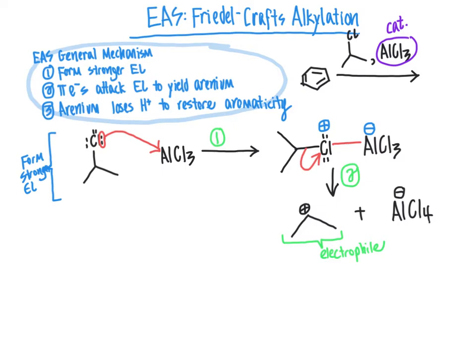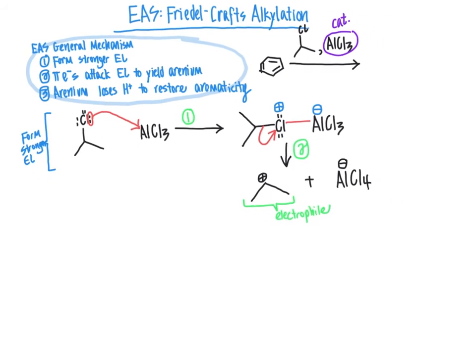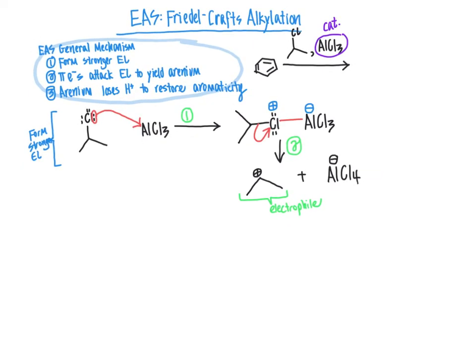Now that we have formed a stronger electrophile, I'm going to zoom out a bit as we continue onward into the second part of the reaction, where the pi electrons from the aromatic ring are going to attack the electrophile, that is the carbocation in this case, in order to yield the arenium. So we have our pi electrons attacking the electrophile to yield the arenium.